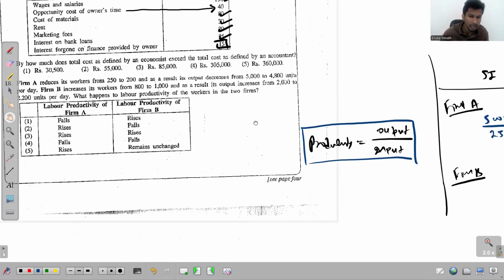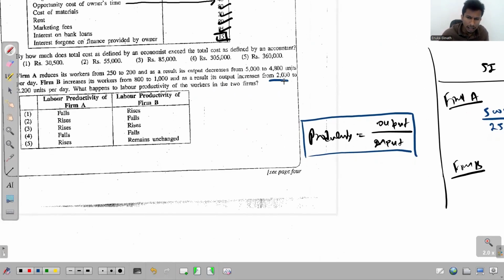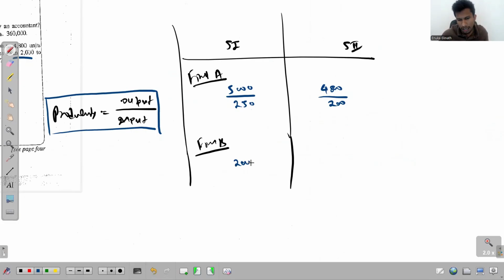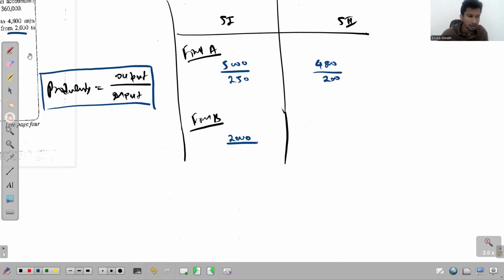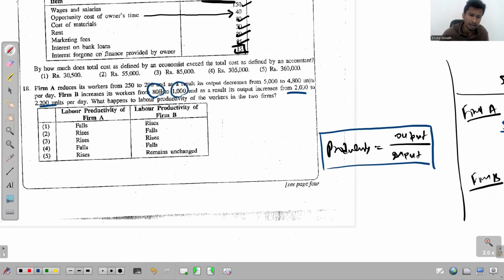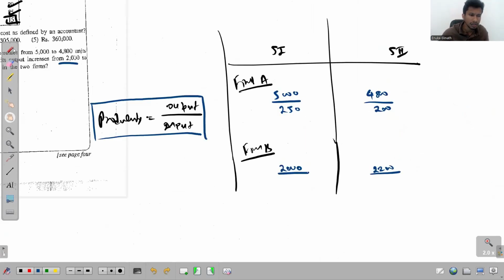With regard to firm B, their output increases from 2000 to 2200. In the first case it is just 2000, but in the second case, it's 2200. And the amount of inputs in the first case is 800, but later on it gets increased to 1000. Now based on these values, you can calculate the productivity in both situations for each firm, right?